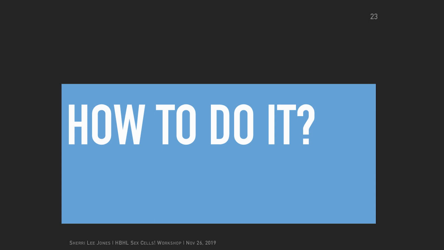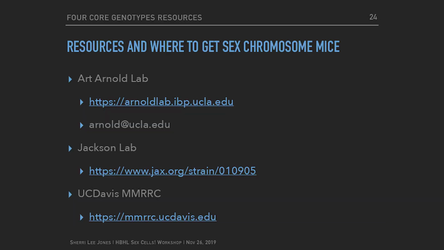I don't know if you do or not, but if you do, your question would probably be, well, how can I do it? So I would basically just refer you, if you're more interested in the 4-core genotypes model, to Art Arnold, who is in the US at UCLA, and he's probably one of the largest proponents of the 4-core genotype model here in America. You can go to his website to get more information about the model, but also on how you can order animals. He's also very open to talking about this, so feel free to email him. Drop my name if you want to. Or you can order them from the Jackson Lab or UC Davis, and those are the websites.